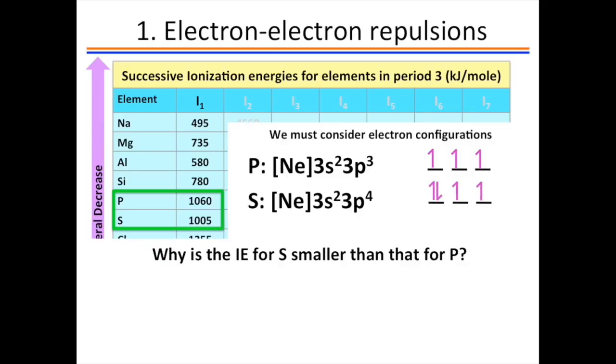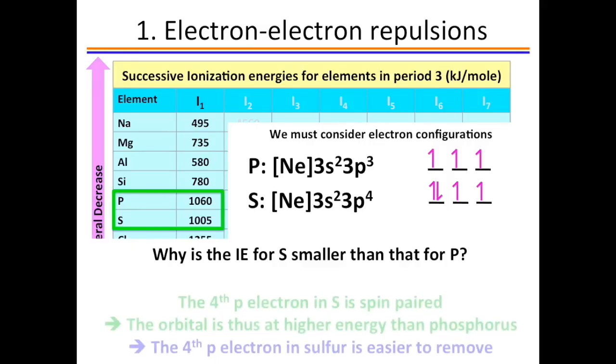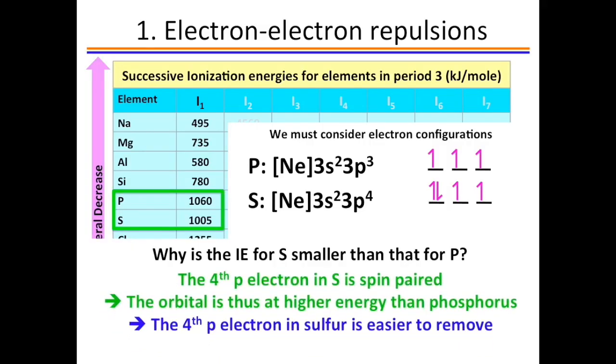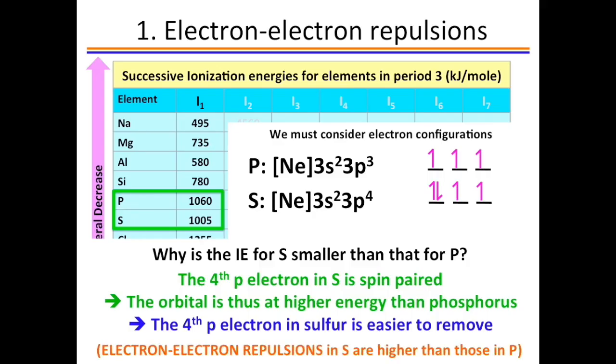Remember that it takes energy to pair electrons. We learned this when we studied electron configurations. So the sulfur p electrons are actually at a higher energy than the corresponding phosphorus electrons. This makes it easier to remove them.